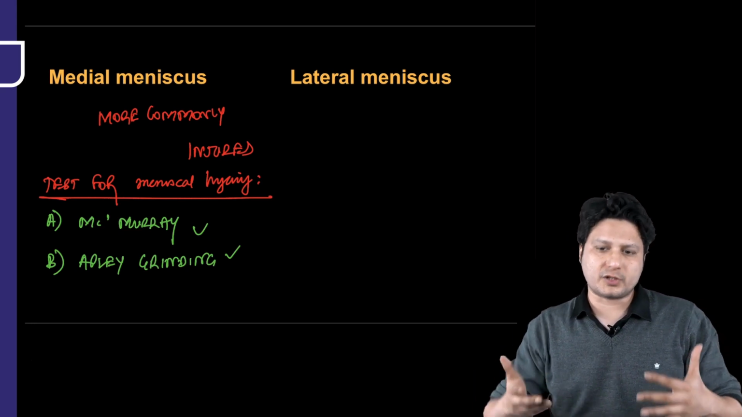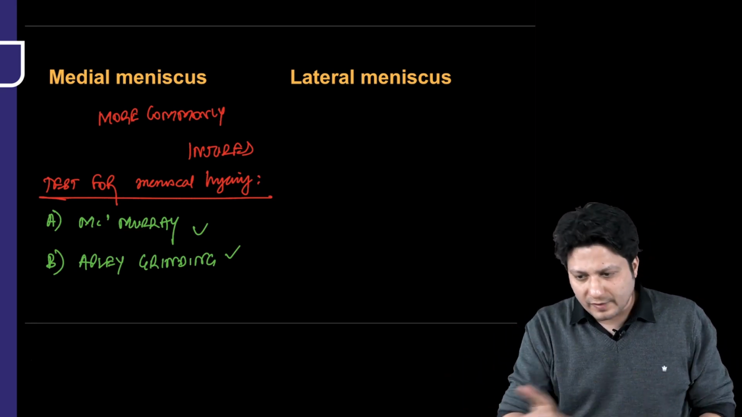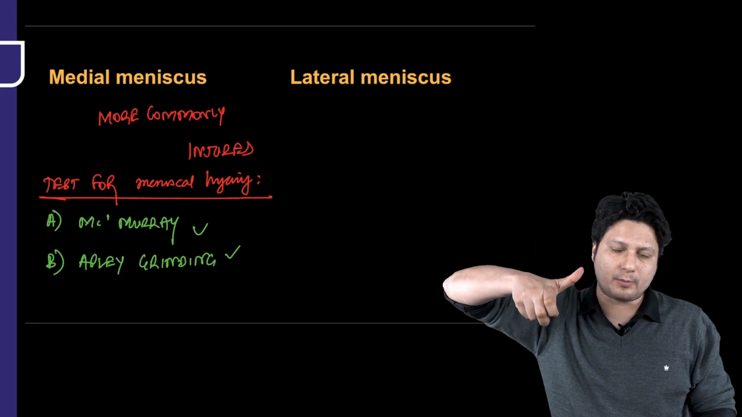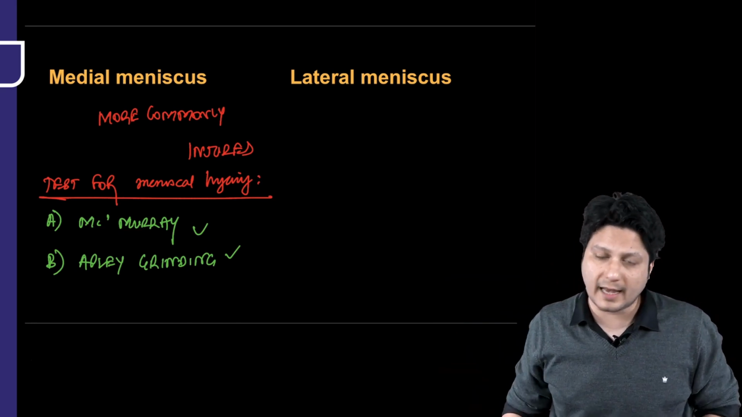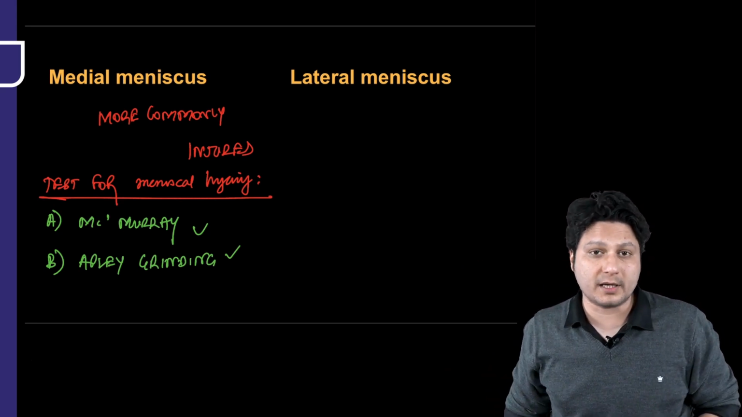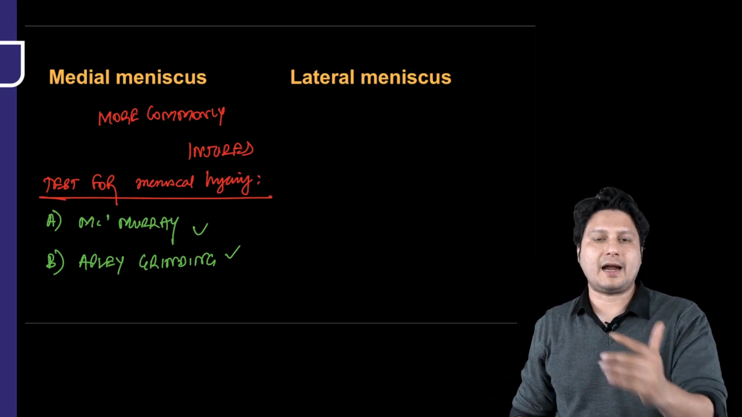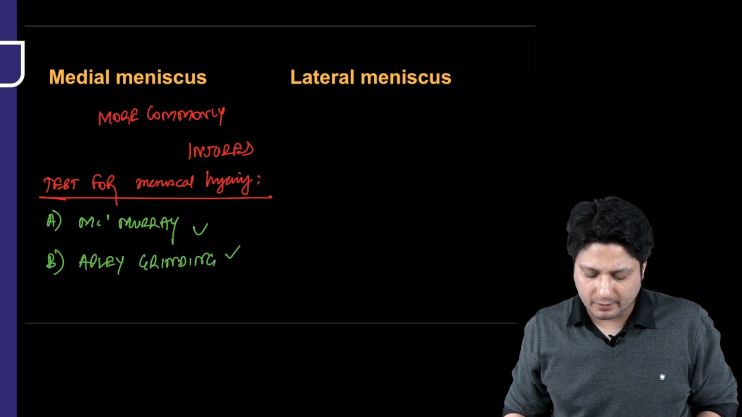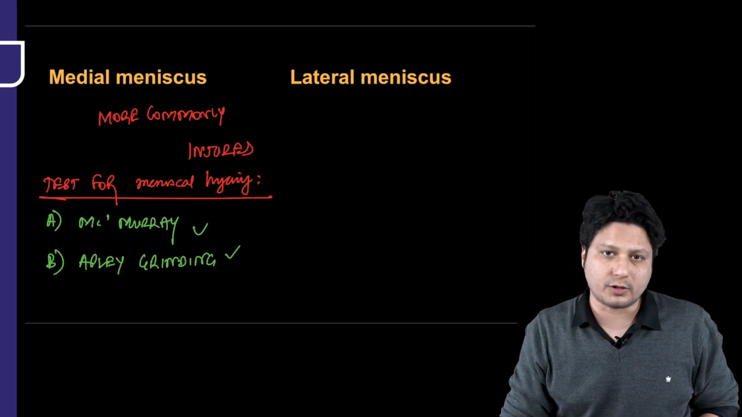Similarly, the Apley grinding test is done by making the patient lie prone, flexing the knee joint, and then grinding it by putting the ankle into internal and external rotation. The impact that you have on internal and external rotation will be a subjective event for the medial and the lateral meniscus respectively. So the names of the tests are important for you to remember.